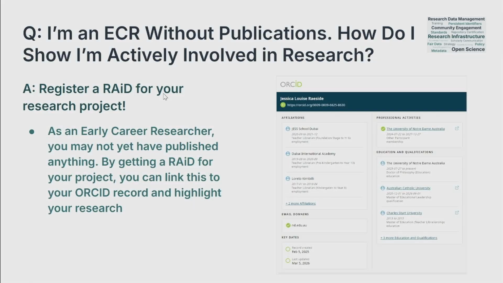But what if you're a researcher in the early stages of your career? I don't have publications. How can I say I'm actively involved in research? Well, a good option is to get a RAID. If you get a RAID for your project, you can link this to your ORCID record and highlight your research.